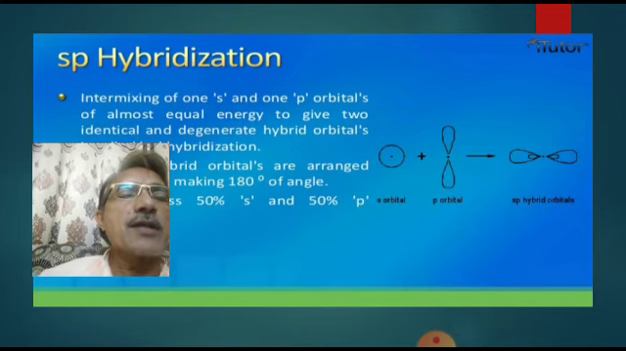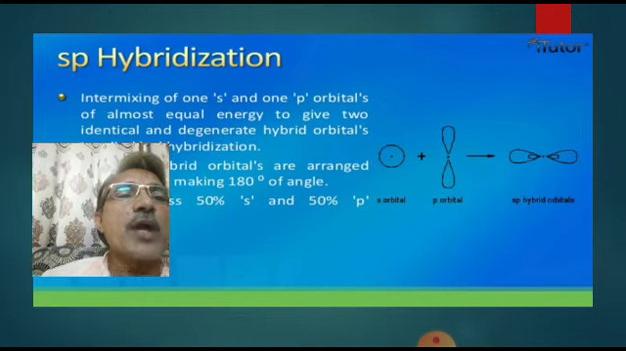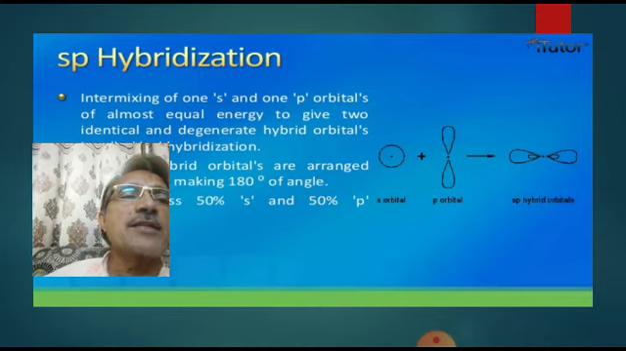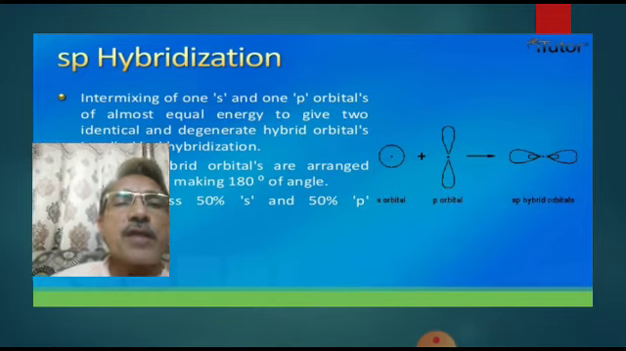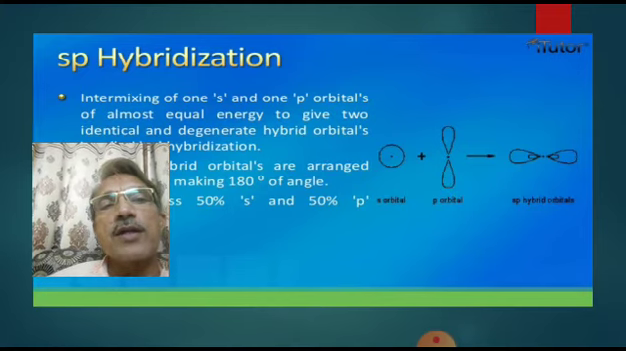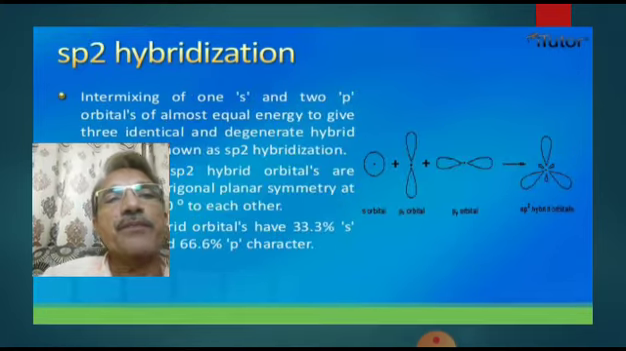Spherical shaped s orbital mixes with a dumbbell shaped p orbital, resulting in the formation of two identical sp hybrid orbitals. Each sp hybrid orbital possesses 50% s character and 50% p character. The angle between two sp hybrid orbitals is 180 degrees. sp hybridization is also called linear hybridization.